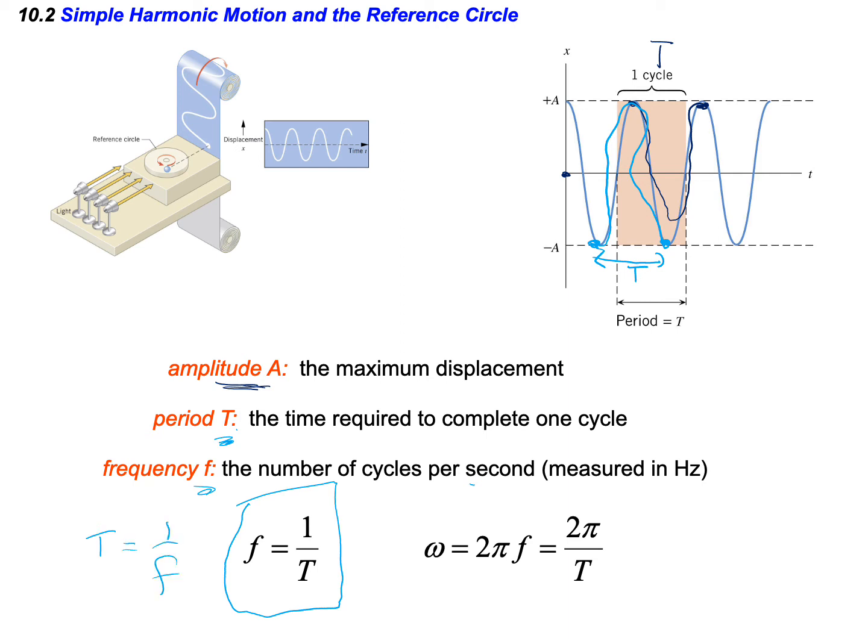These are identical. We need these three: amplitude, T and f, because the equation we derive is displacement equals amplitude times cosine theta. Theta is the angular displacement. This is the linear displacement. In the next slide I'm going to replace this angular displacement theta with another variable we learned in the previous chapter.